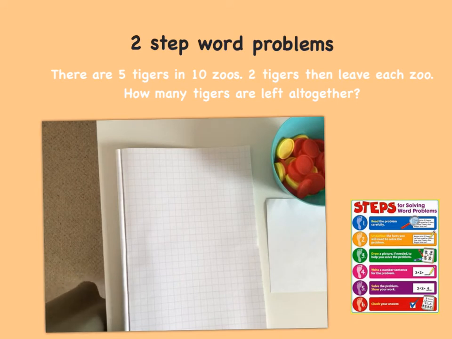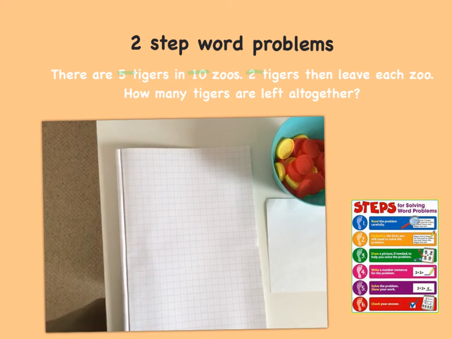Now for another 2-step word problem to have a look at. Let's read the problem first. There are 5 tigers in 10 zoos. 2 tigers then leave each zoo. How many tigers are left altogether? So we want to highlight the important information. We've got 5 tigers in 10 zoos. Then 2 tigers leave each zoo. How many tigers are left altogether?